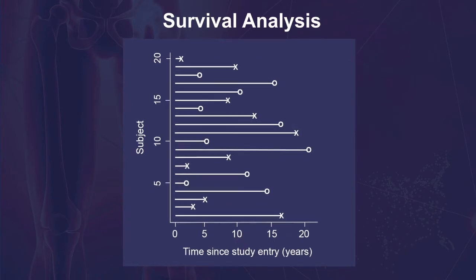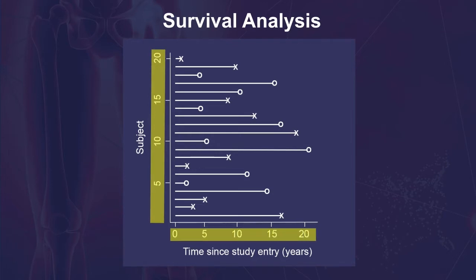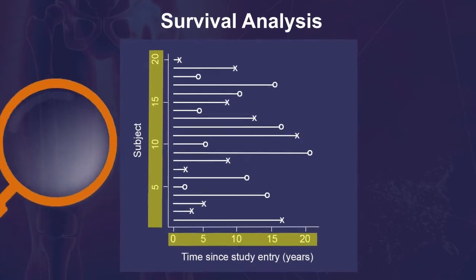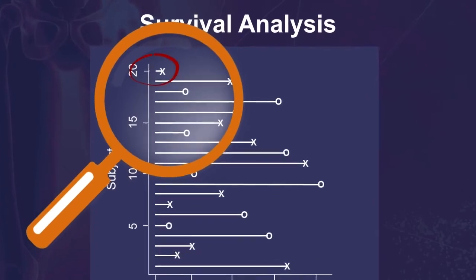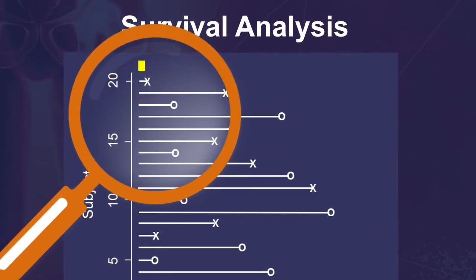In this example, we collected data on 20 patients to see whether they had revision surgery or died over the course of 20 years. As you can see, the patient at the top of the graph had a revision surgery about 1 year after the initial surgery.